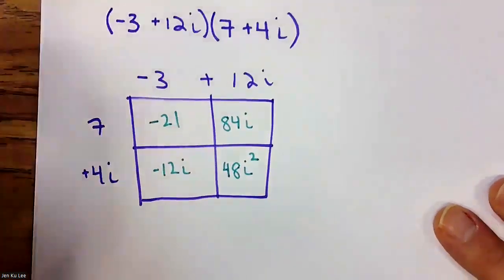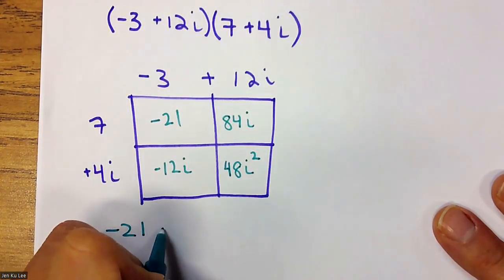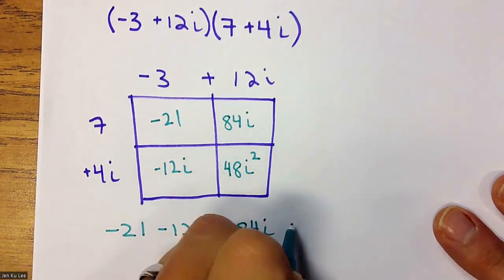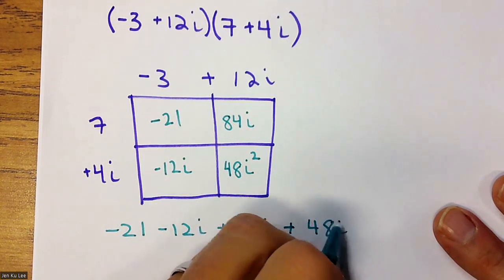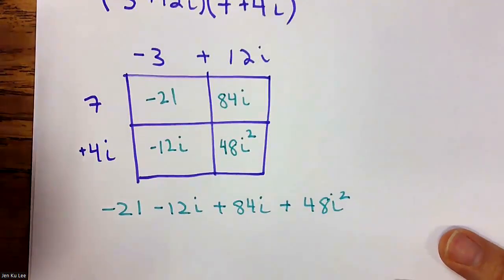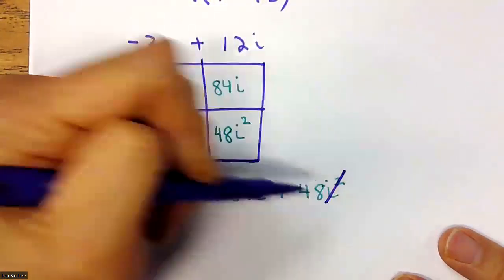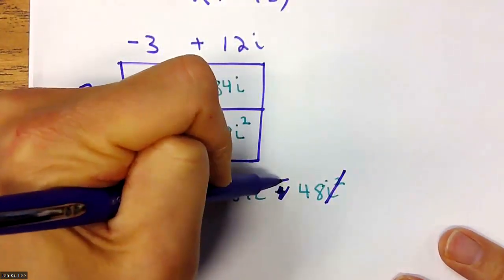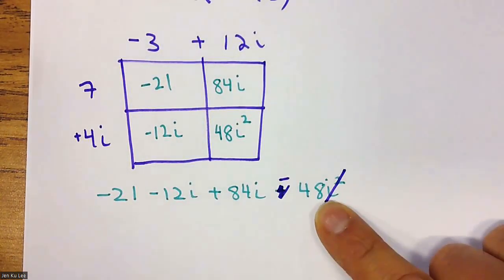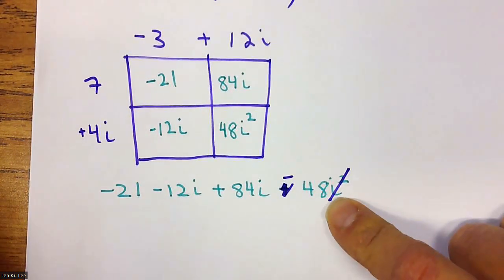Yeah. So we can rewrite it as one sentence. We can go -21 minus 12i plus 84i plus 48i squared. Now I see an i squared again. Okay? I know I'm going to be multiplying by a -1, so that i squared cancels out. The positive becomes a negative. That's all I'm going to do. Any questions on this? And why I did this? Yeah? No?